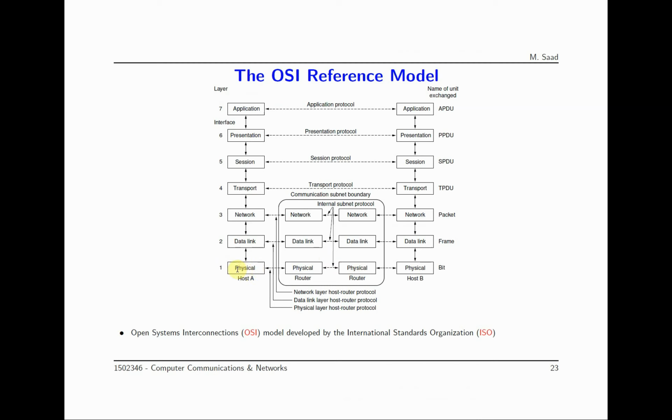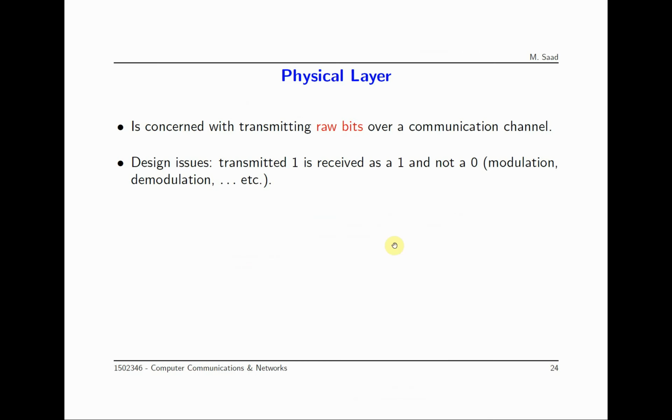So what is the main job of the physical layer? At the sender side, transmission of these ones and zeros, and at the receiver side, receiving these ones and zeros and recognizing them correctly. So the physical layer's main task is to make sure that a 1 is received as a 1 and not a 0, and a 0 is received as a 0.